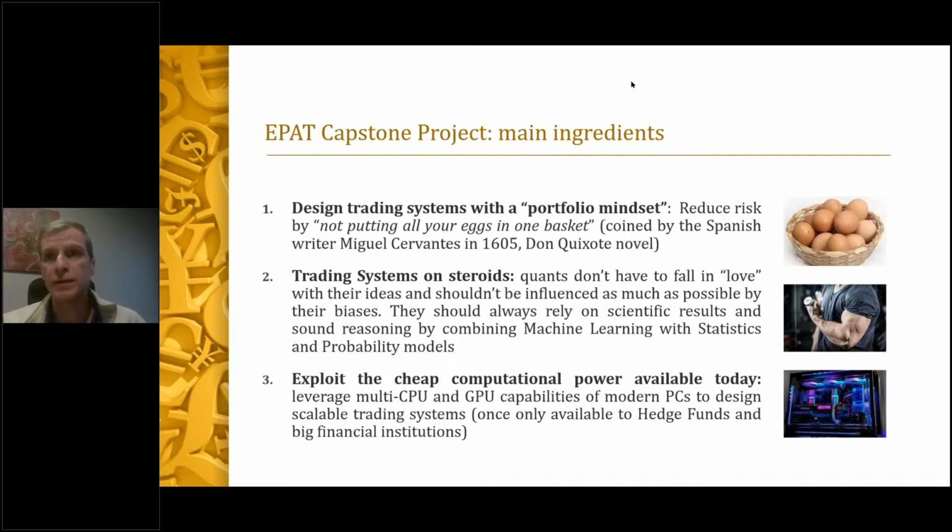And this is the third point. We need to leverage the multi-CPU, multi-core, and the GPU capabilities of modern PCs in order to build this scalable trading system. I call this scalable because you can use as many assets as you like, of course, within the limit of the computational power of your PC. But I'll tell you more in a few.